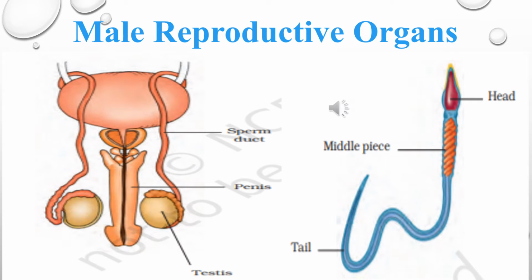The next topic we are going to learn is the reproductive organs. In this lesson, we are going to concentrate on the human reproductive organs, children. Let me first teach the male reproductive organ.